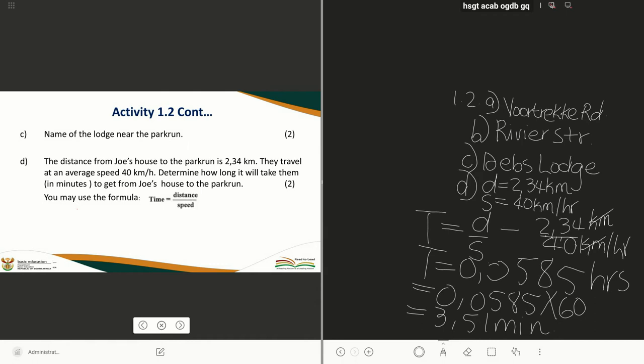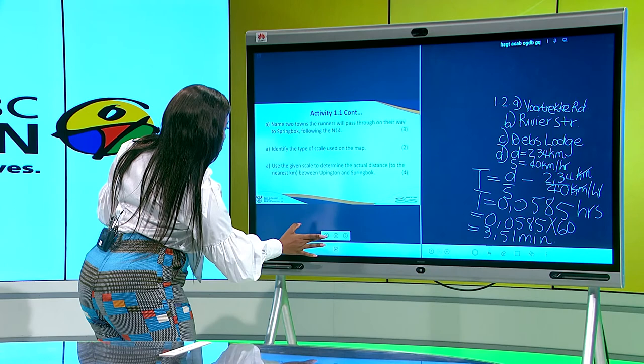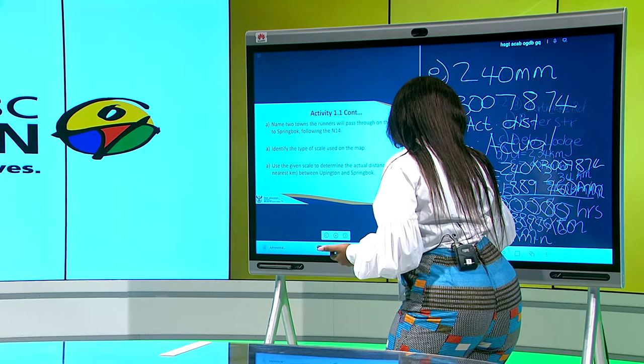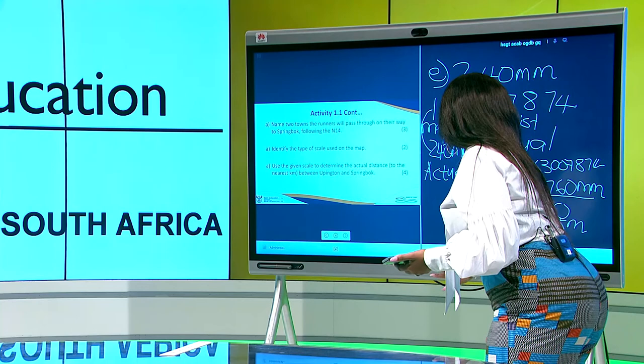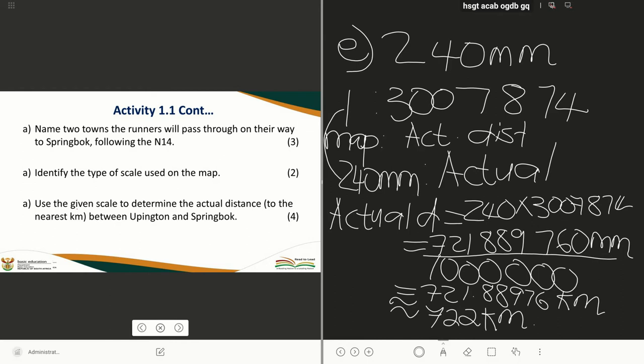So we've come to the end of activity one. But before we go to activity two, I just want to clarify something quickly. Yes, on this question, I think it's E. Let me just go and revisit my solution there. Yes, we are calculating the actual distance in kilometers between Upington and Springbok. Remember, these people are running. So for us to calculate a distance and get 722 kilometers does not make sense in reality. This is not possible for people to run this distance from one point to the other.